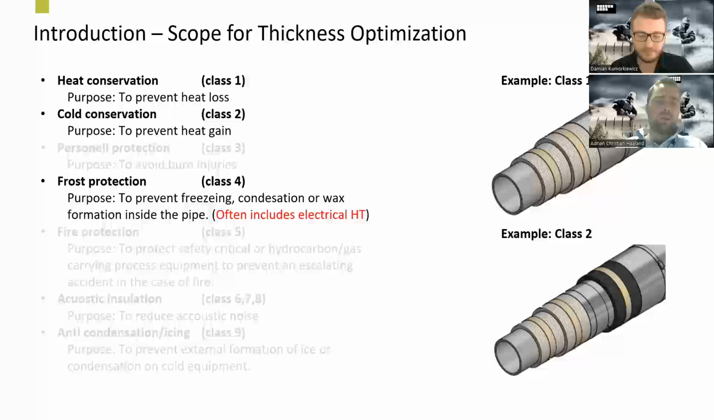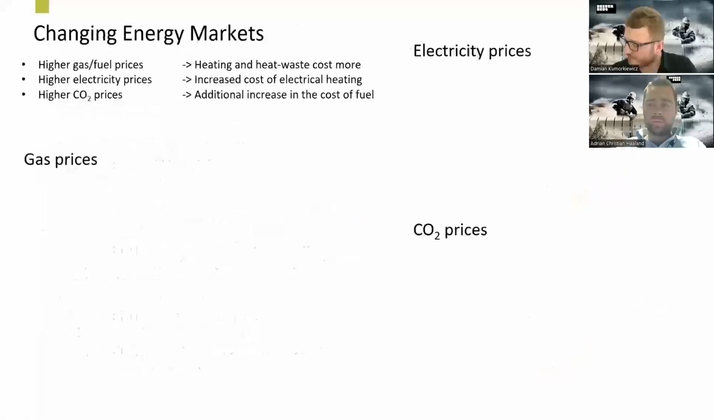I will come back to this. Now, the insulation classes that we focus on in this webinar will be class 1, 2, and 4. So heat conservation, cold conservation, and frost protection. These are usually the insulation classes where we see a tight connection between saving energy and saving cost for operators. And this is where thickness optimization comes in.